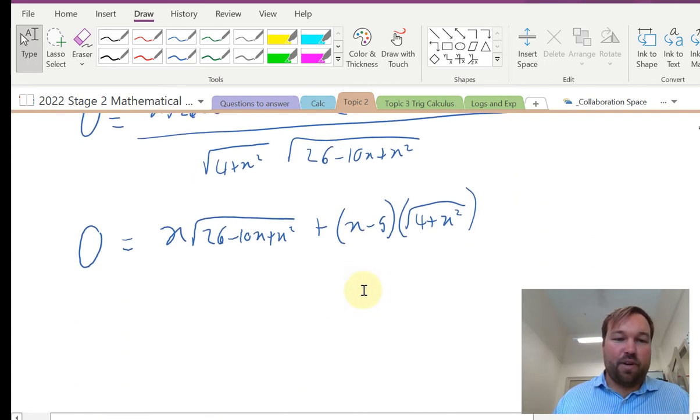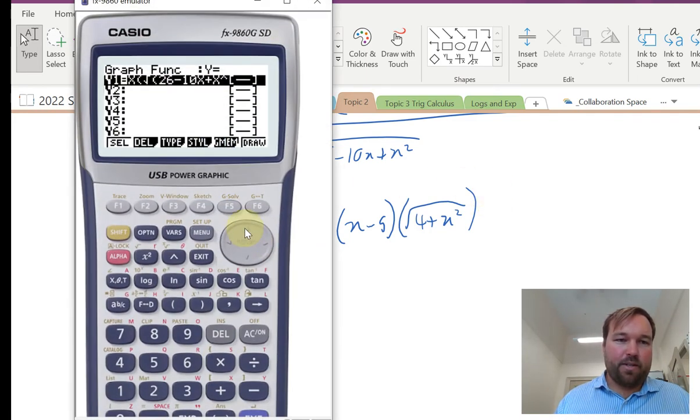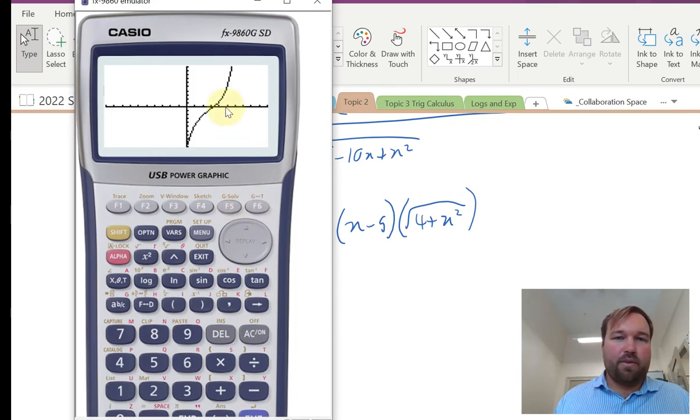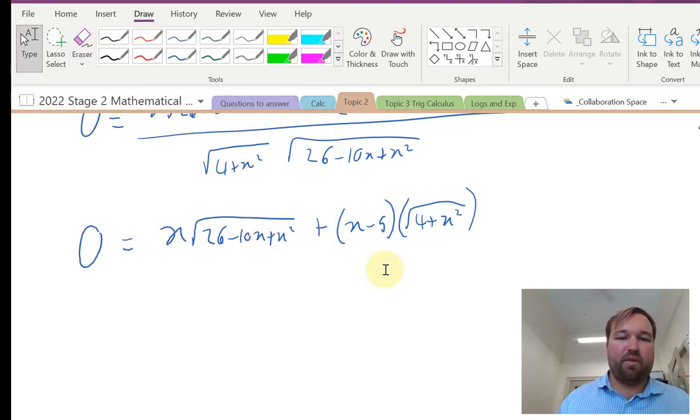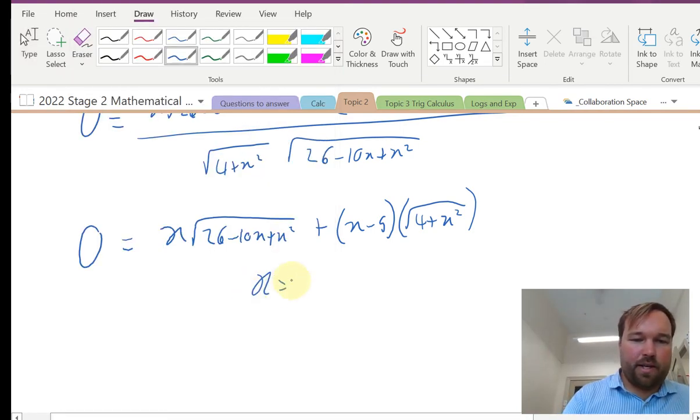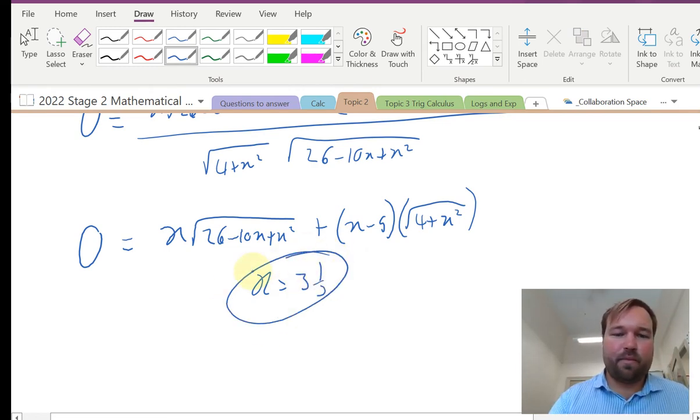So how do you actually find this answer in the calculator? I would put the whole thing into graph mode. Here's one I did earlier. Into graph mode, you want it to equal 0, so draw it. If you like, it has one solution. X equals 3 1/3. Done. Probably kilometers given the scale.